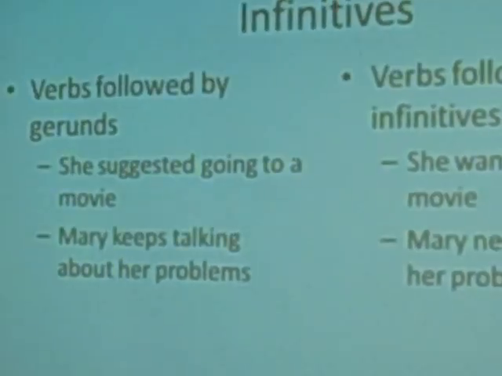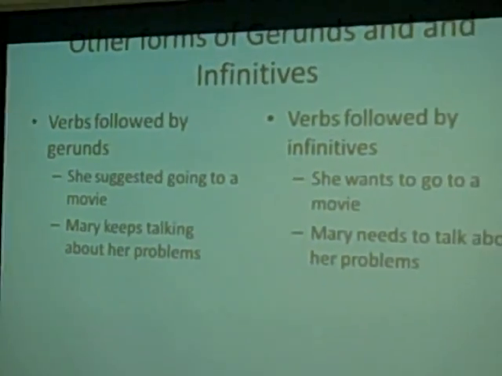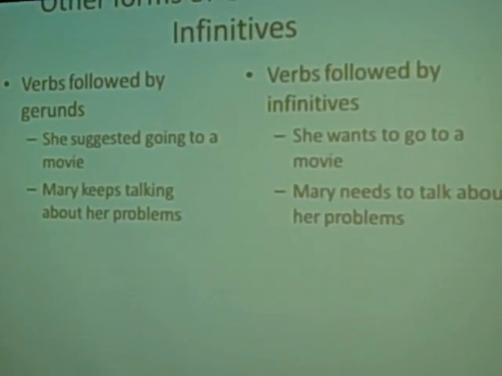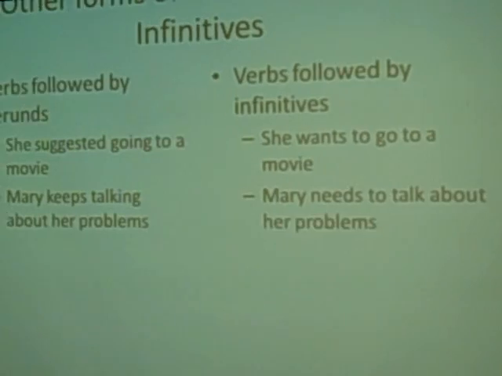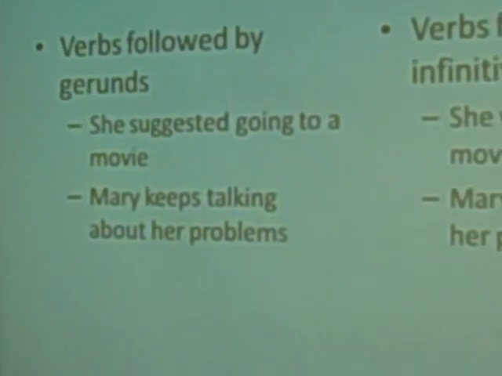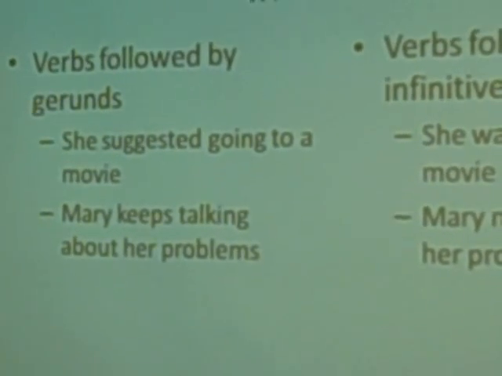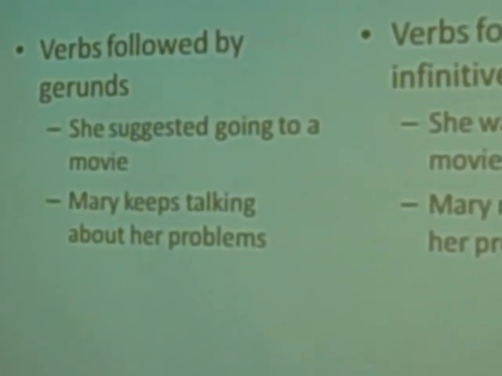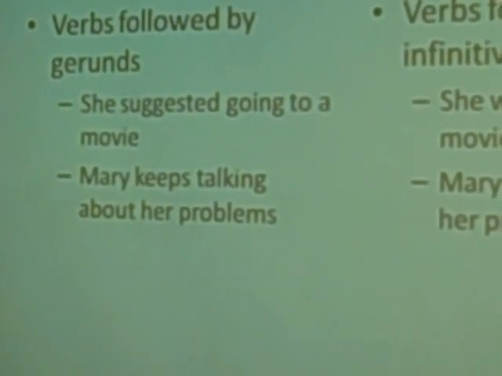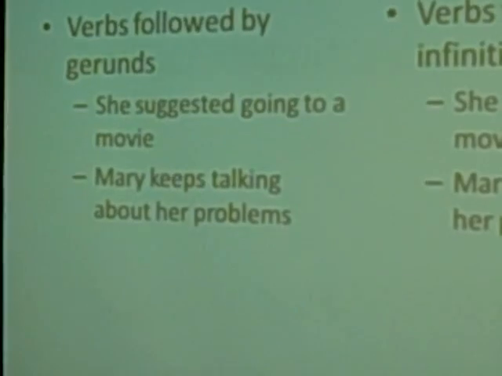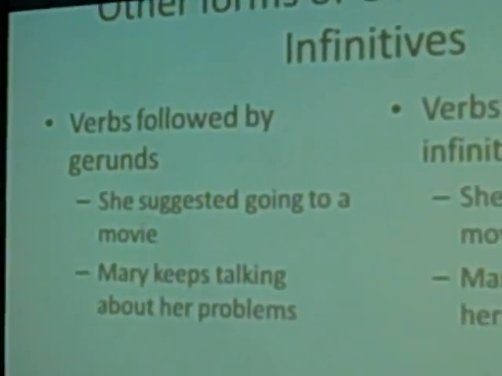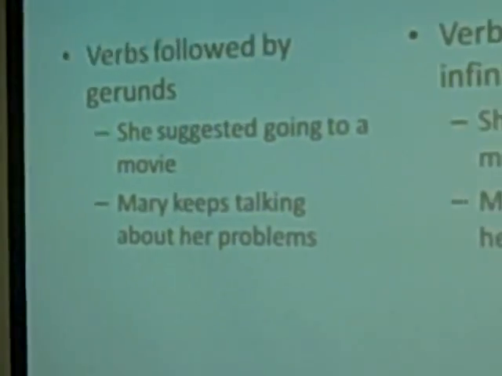Gerunds also come in various forms. We try to really give as many examples as we can of the forms and different usages of gerunds and infinitives. For instance, verbs followed by gerunds. Let's say, he suggested going to a movie. That is a verb usage followed by a gerund. Mary keeps talking about her problems. That is also a verb followed by a gerund.